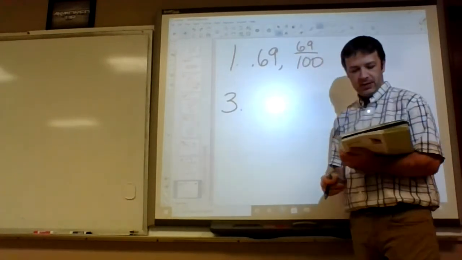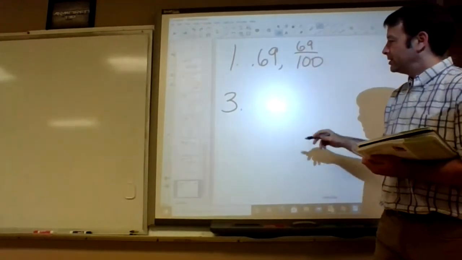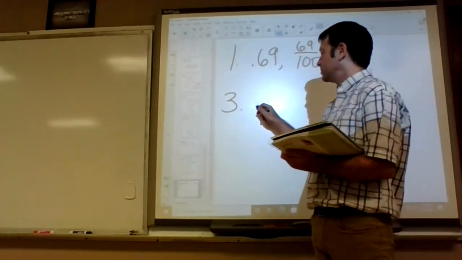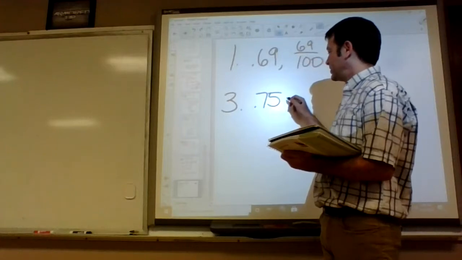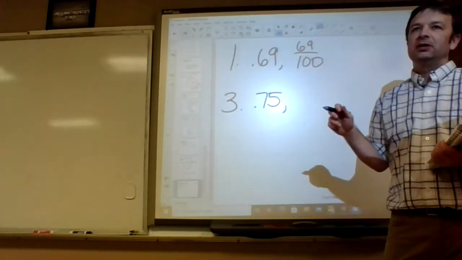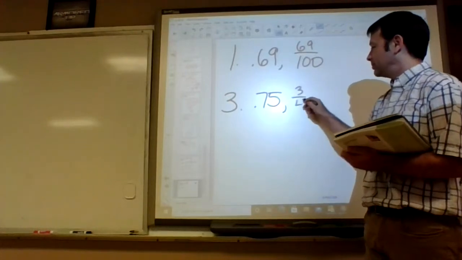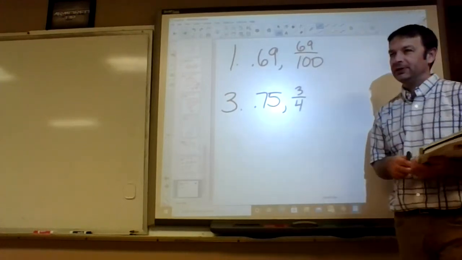Number 3. This one we should have memorized. What's 75% as a decimal? 0.75. And what's that as a fraction? 3/4. 75 over 100 or 3/4. You do have to reduce it or it'll be half off.